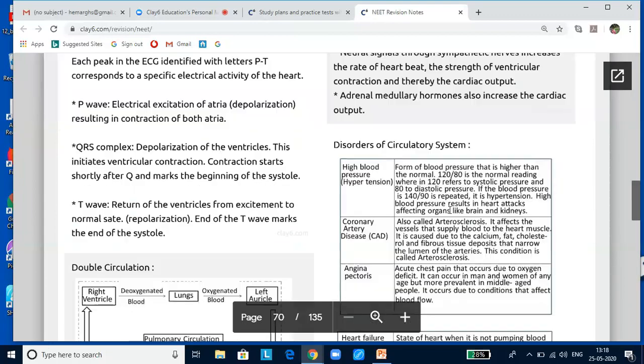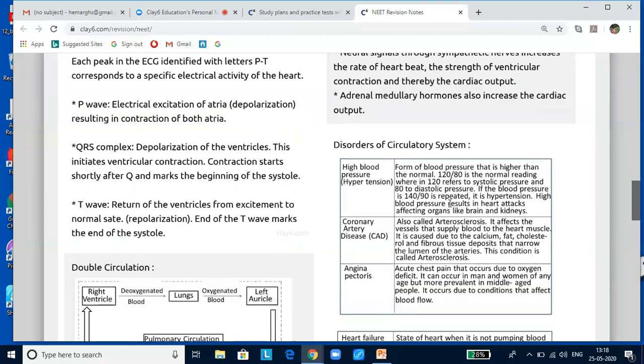Now let us look last into the disorders of the circulatory system. High blood pressure. If a person has persistent high blood pressure, then it is called hypertension. It is 150 by 90 mm of mercury. Normal pressure will be 120 by 80 mm of mercury. Any deviation seen above this range continuously, then if it is on the higher side, it is hypertension. The factors responsible are overeating, fear, worry, anxiety, sorrow, etc.